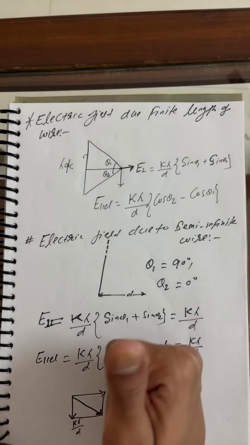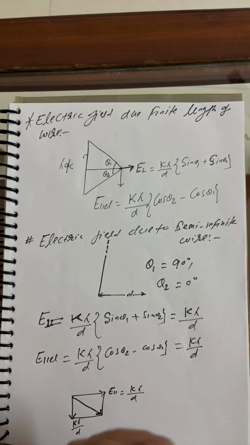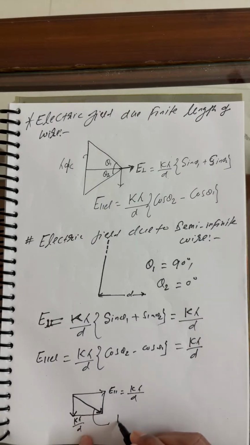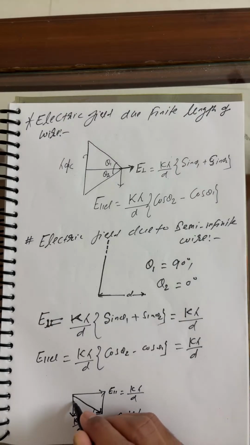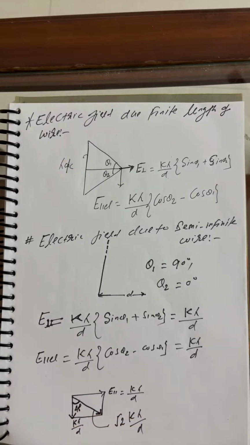Now, Anurag, your answer is correct. So the answer is, the net electric field is root 2 K lambda by D. And the angle I can take from here: the angle made by the net electric field with the vertical component is 45 degrees.